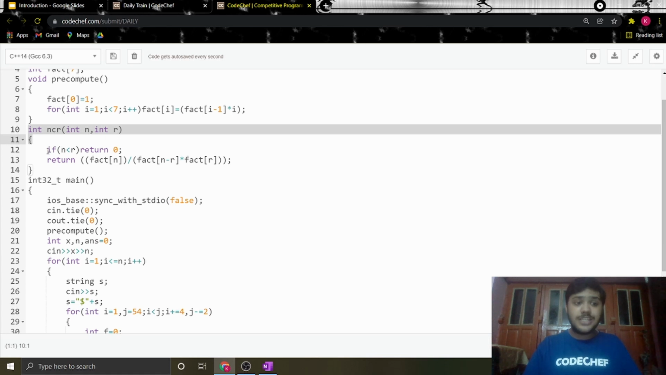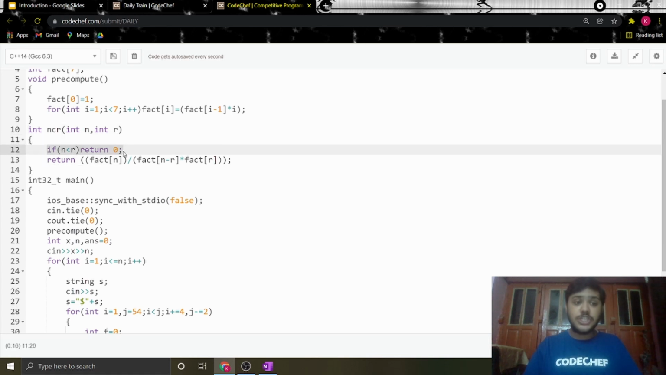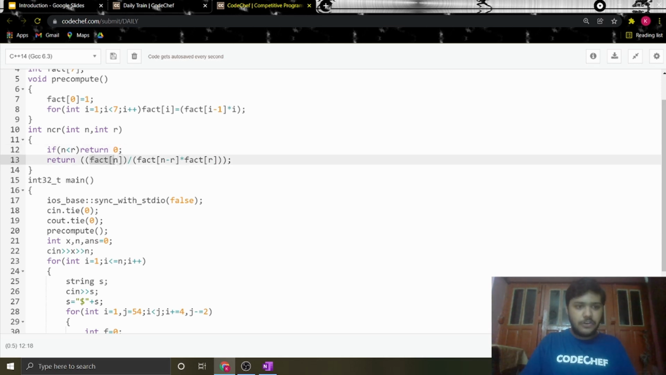Now, if n is less than r, be sure to have this base condition to return 0, because if the number of free seats y is less than x, then there is no way to buy x tickets from those y seats. If x is greater than y, then return 0. But if n is greater than or equal to r, then the number of ways is n factorial upon (n minus r) factorial into r factorial, which I have written here: fact n upon fact n minus r and fact r. This is how this particular pre-computation helps us. If we pre-compute this, we can use this again and again.